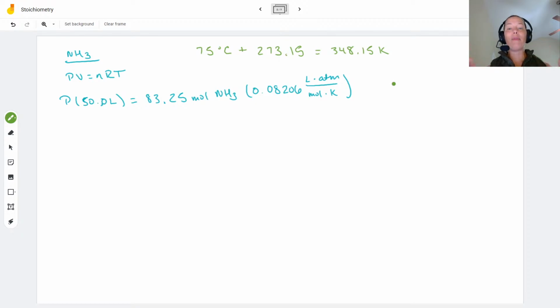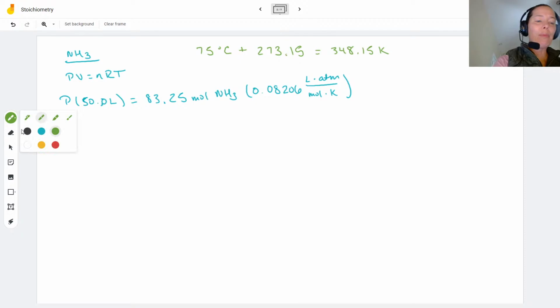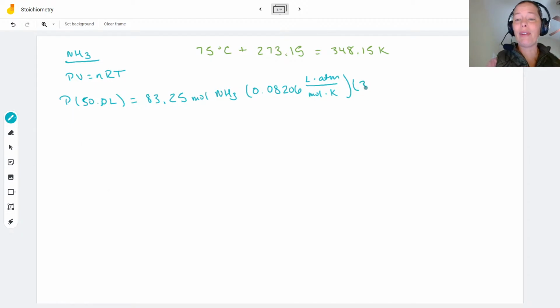This is a very common mistake that I see in a lot of students' papers: they've got their method correct, but then they forget to convert their Celsius to Kelvin. And this is obviously going to make a very different answer if you don't convert to Kelvin.